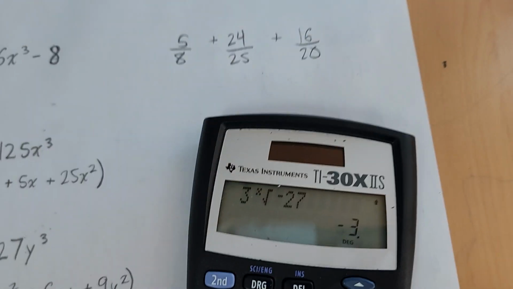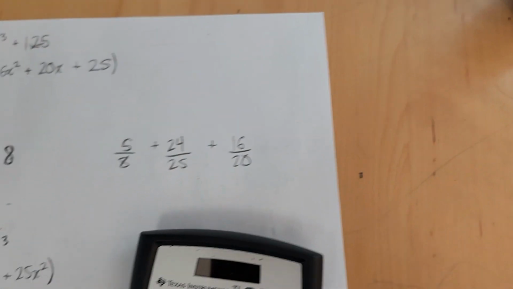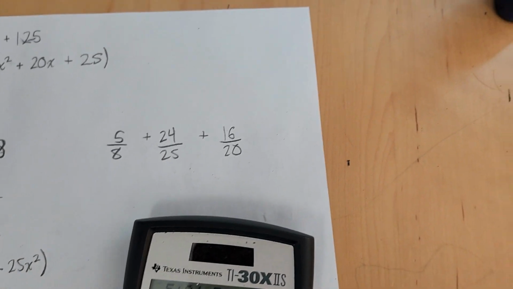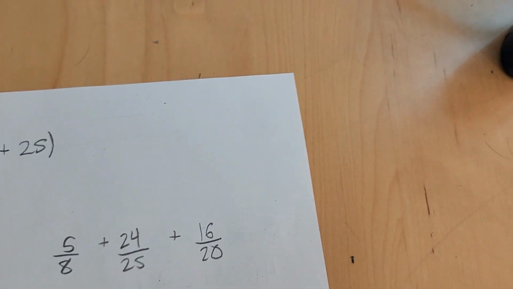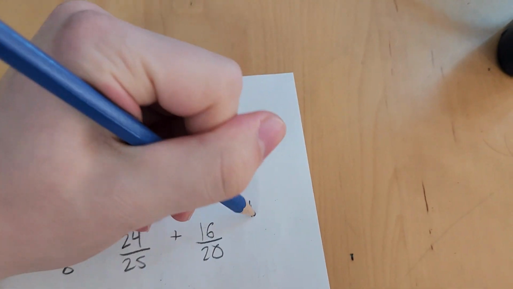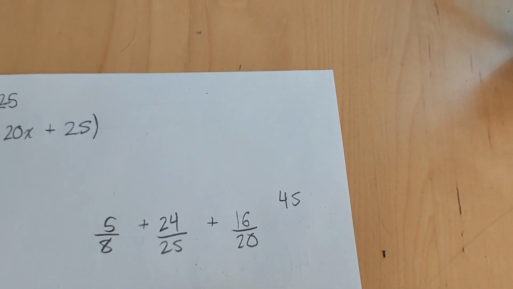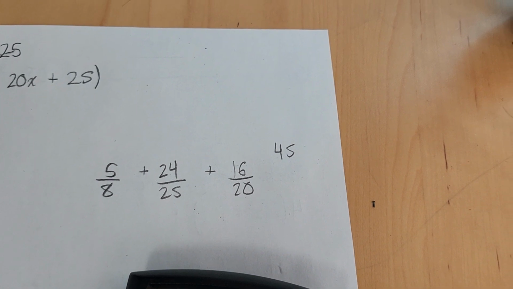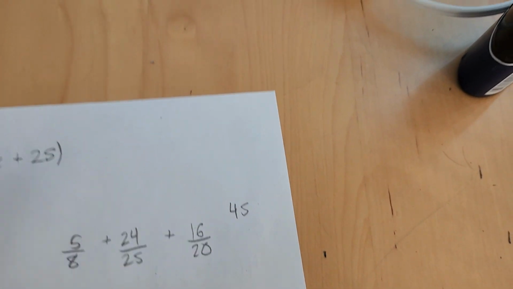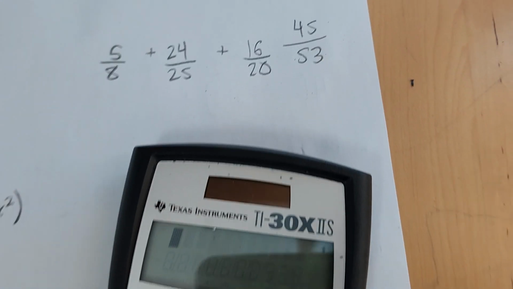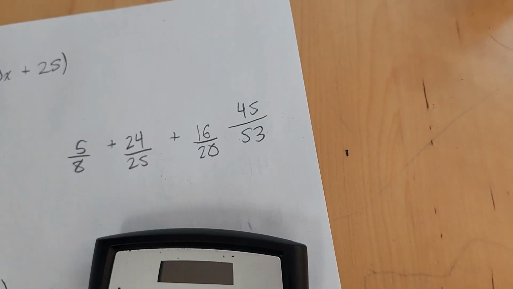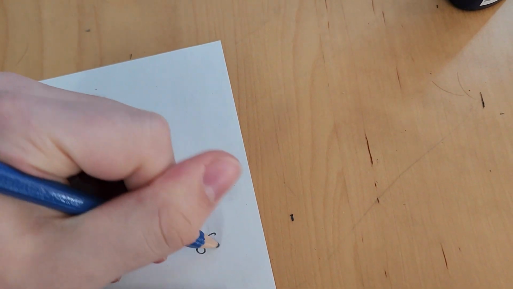They'll say, 5 plus 24 plus 16, that gets me 45. So 45 is the amount of marks that I earned. And then 8 plus 25 plus 20, that gets me 53. So I got a 45 out of 53 on the test. 45 divided by 53, oh, I got an 85 on the test.